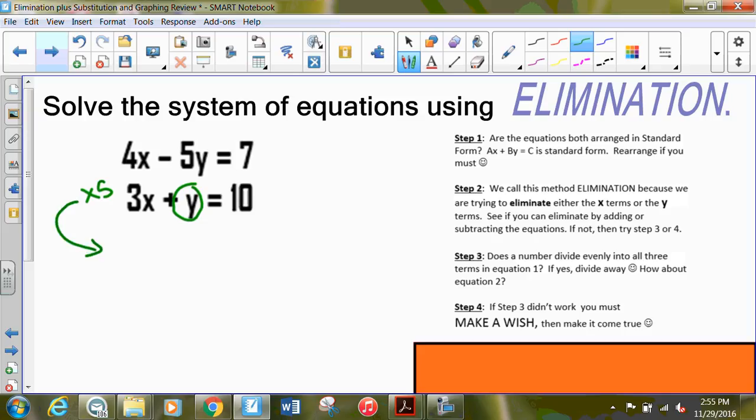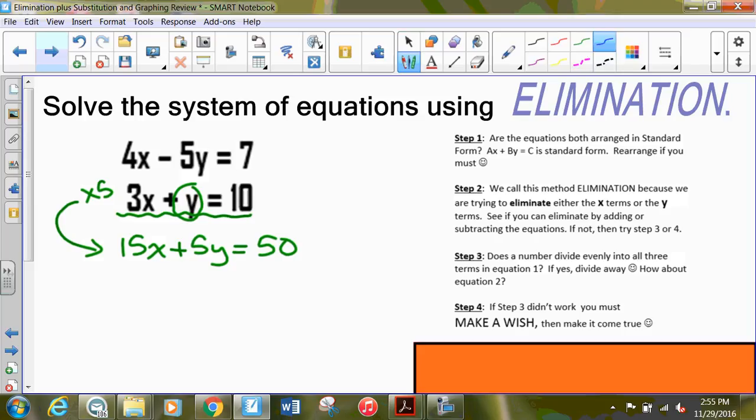And so 5 times 3x is 15x, 5 times y is 5y, and 5 times 10 is 50. I need you to understand that both this green equation I just wrote and the original equation here are actually the same equation. It's just one is in disguise. If we graph them, they would be the same line. I haven't changed anything, just made it look a little different.